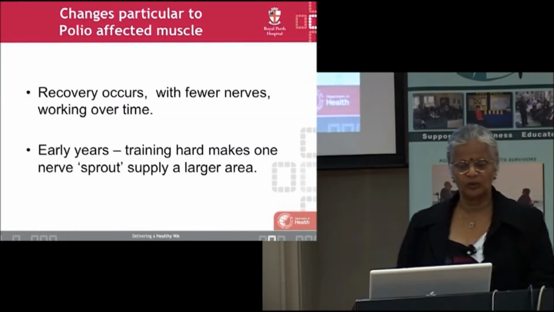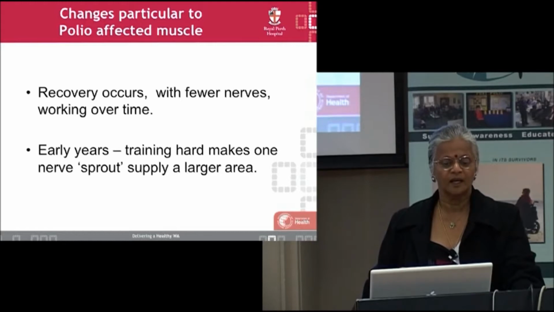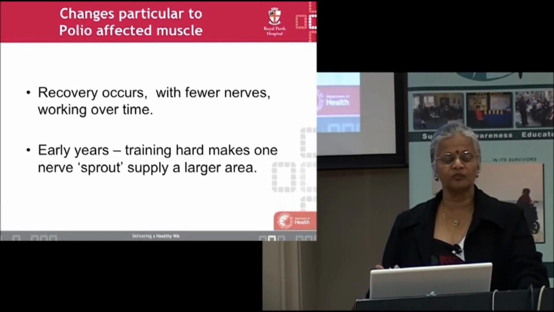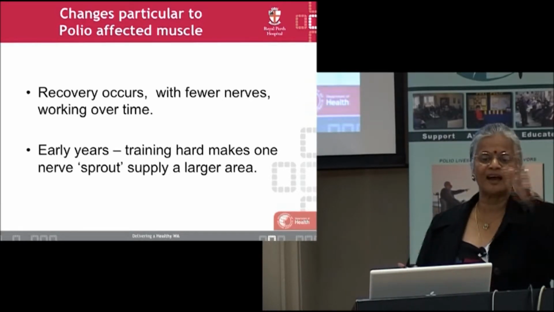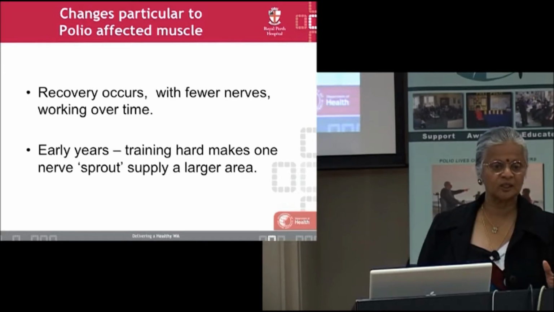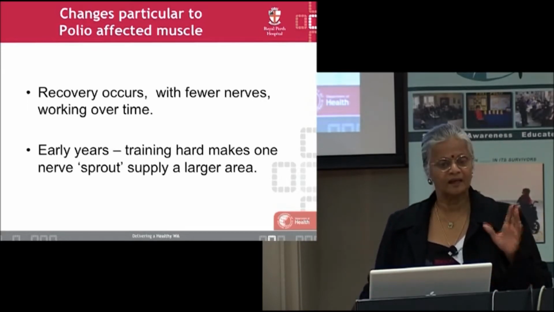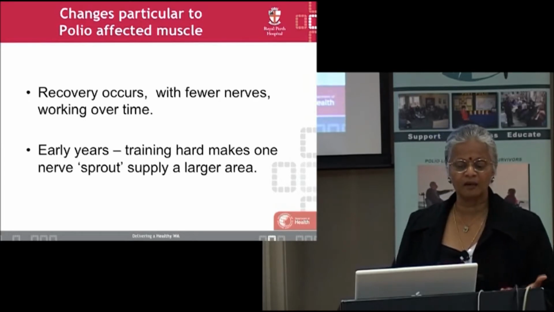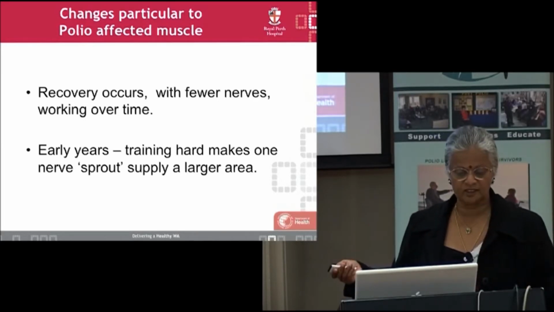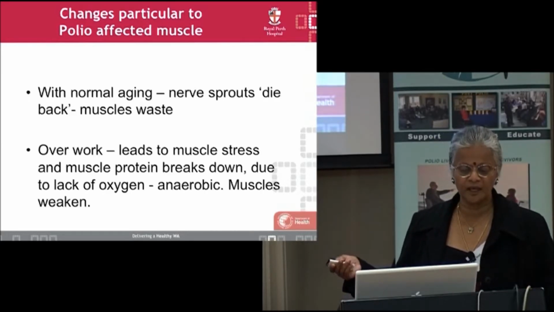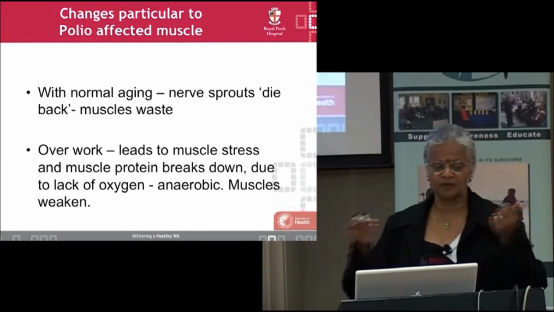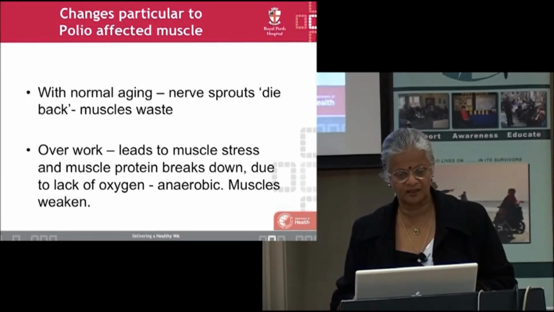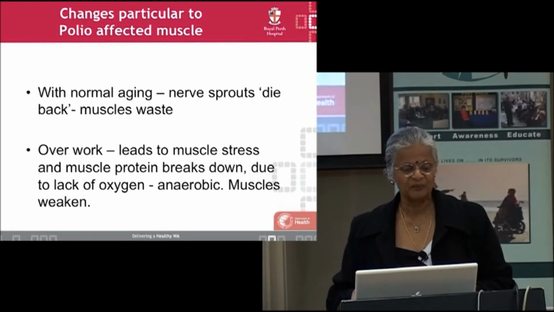Changes particular to polio. Now we come to why you get what you get. Recovery occurs with fewer nerves working overtime. Okay? From the point when you started to recover to now, your recovery has occurred with fewer nerves working, and now they're starting to work overtime. In the early years, training hard made one nerve sprout and supply a bigger area. With normal aging, the sprouted nerves die back, causing muscle wasting. Now this is about the 4th time I'm saying this. By now it should be ingrained.